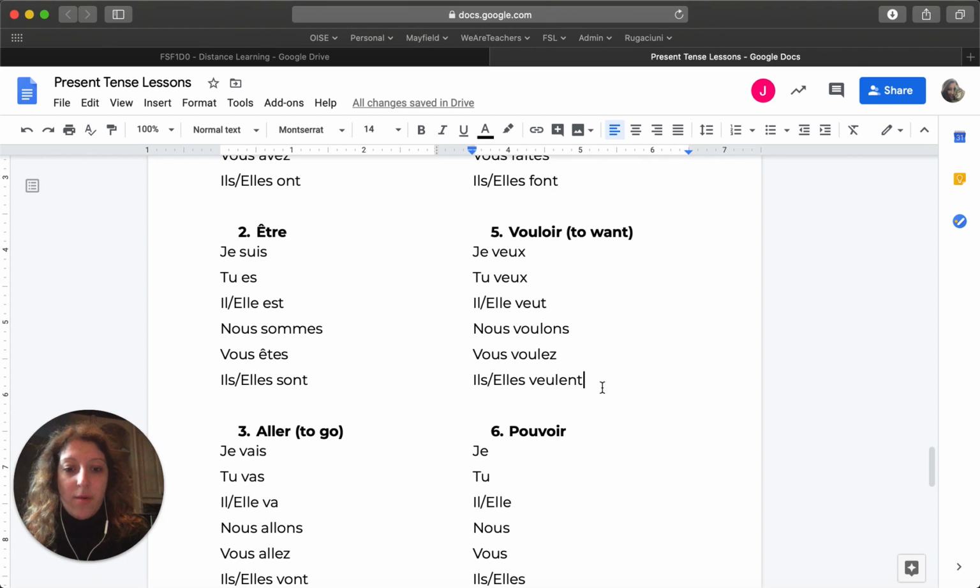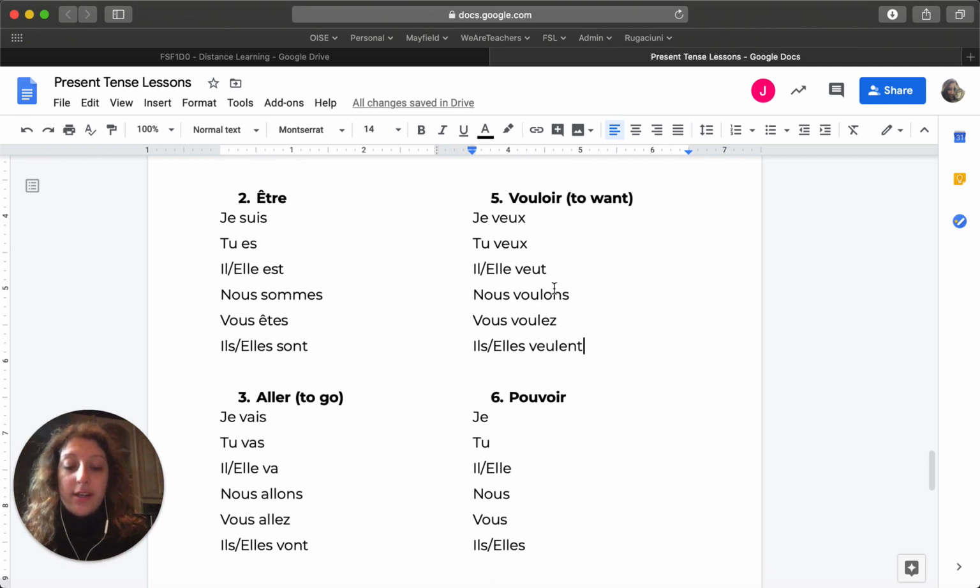Okay, so they want. Ils veulent des crayons. Elles veulent des bonbons. Nous voulons de l'eau. Il veut un chien. Tu veux une chatte. Okay, des choses comme ça. Okay, so this is something that you want.